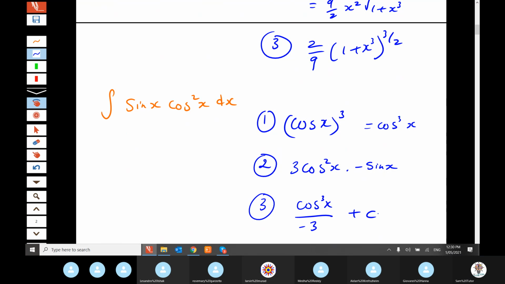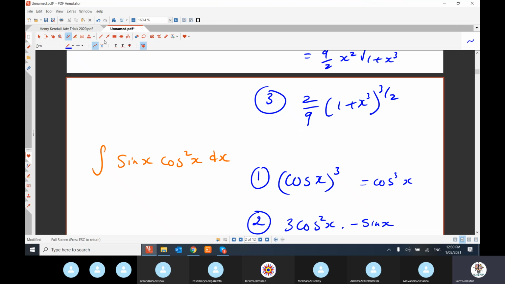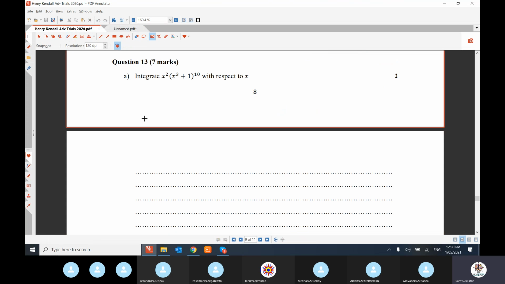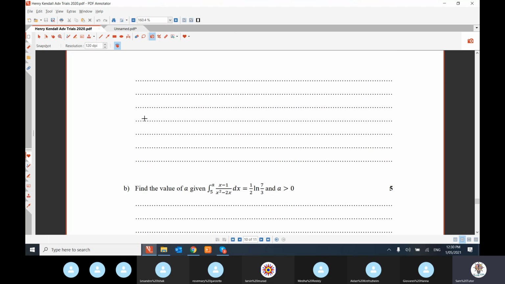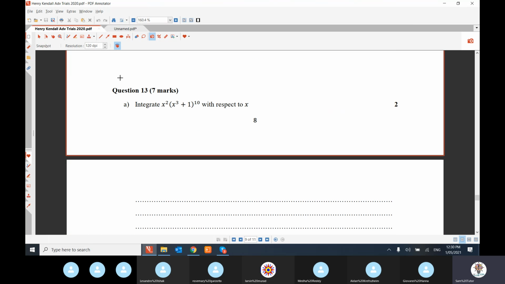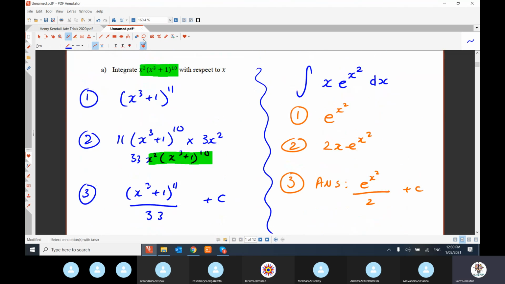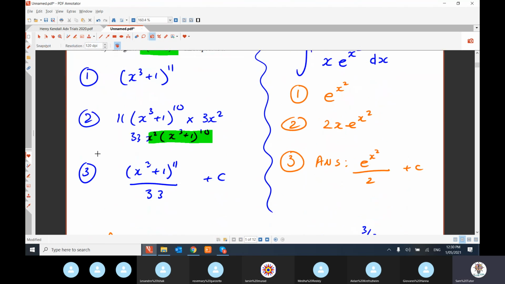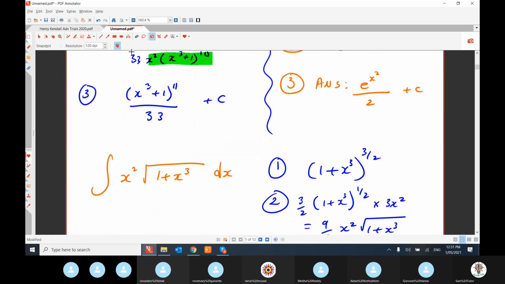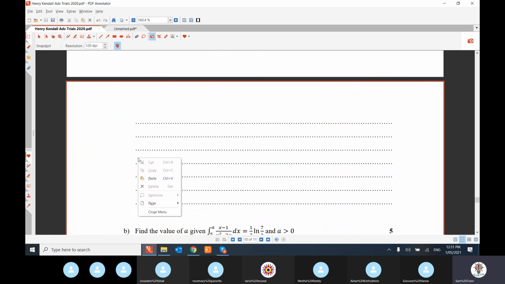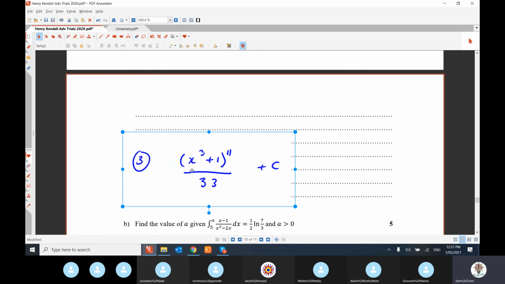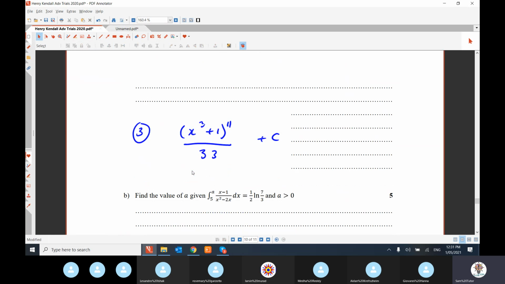Okay. Next question. What's the next question? Enough of this reverse chain rule. Part B. Fair enough. I didn't know there was a part B. So let's recap. What was our answer for part A? Our answer for part A was x cubed plus 1 to the power of 11 over 33.